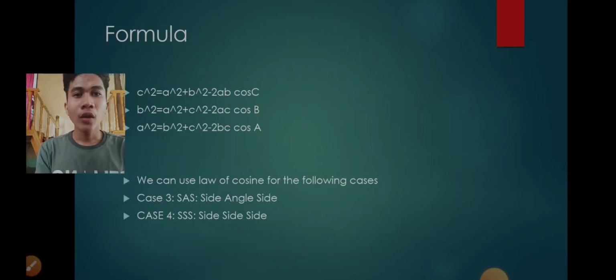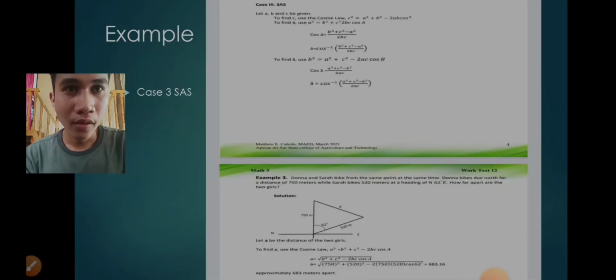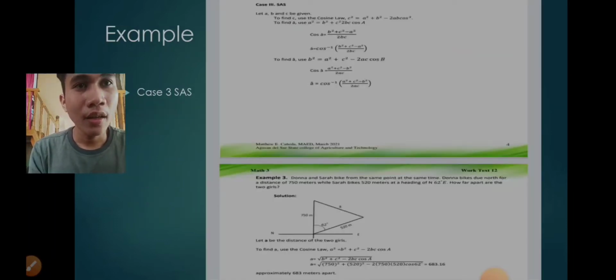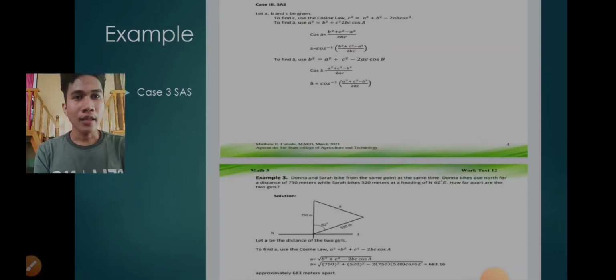We can use the law of cosines for the following cases: SAS, or side-angle-side, and case 4, where we use the cosine law given all three sides. Here are some examples. Case number 3, which is SAS.